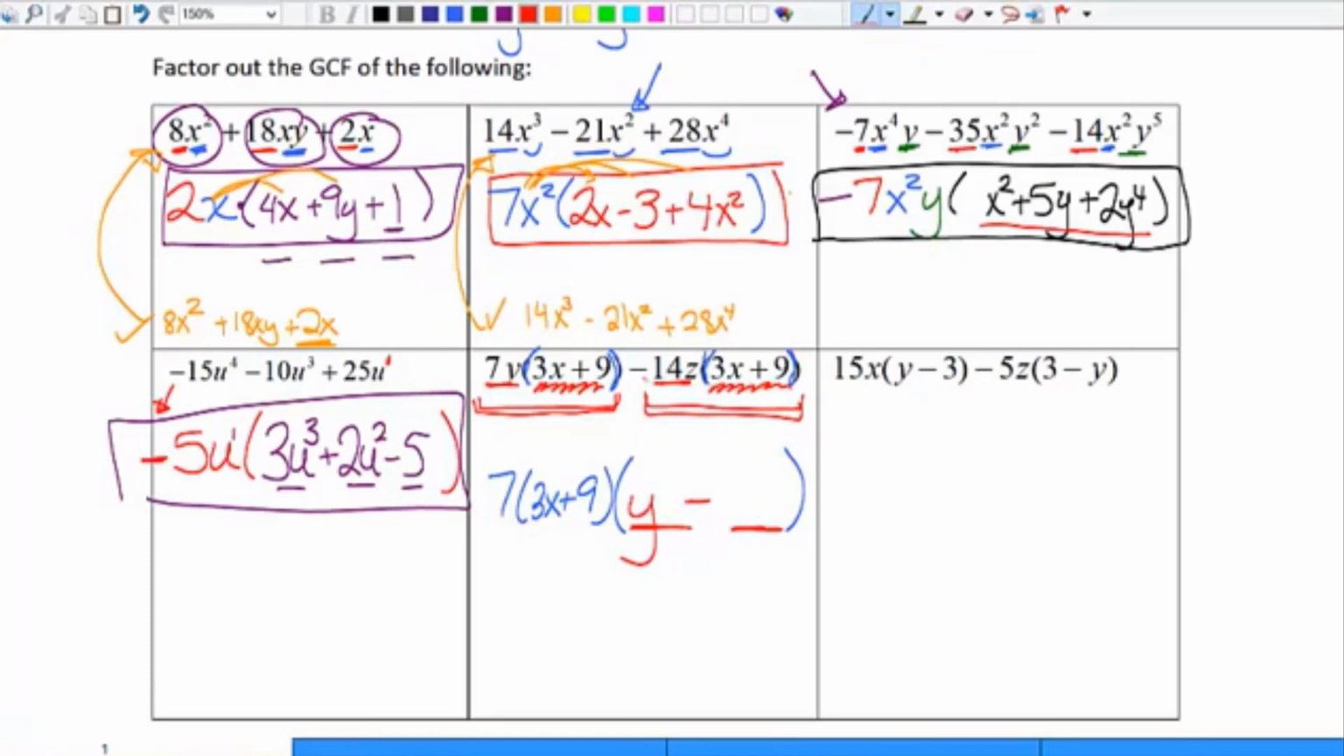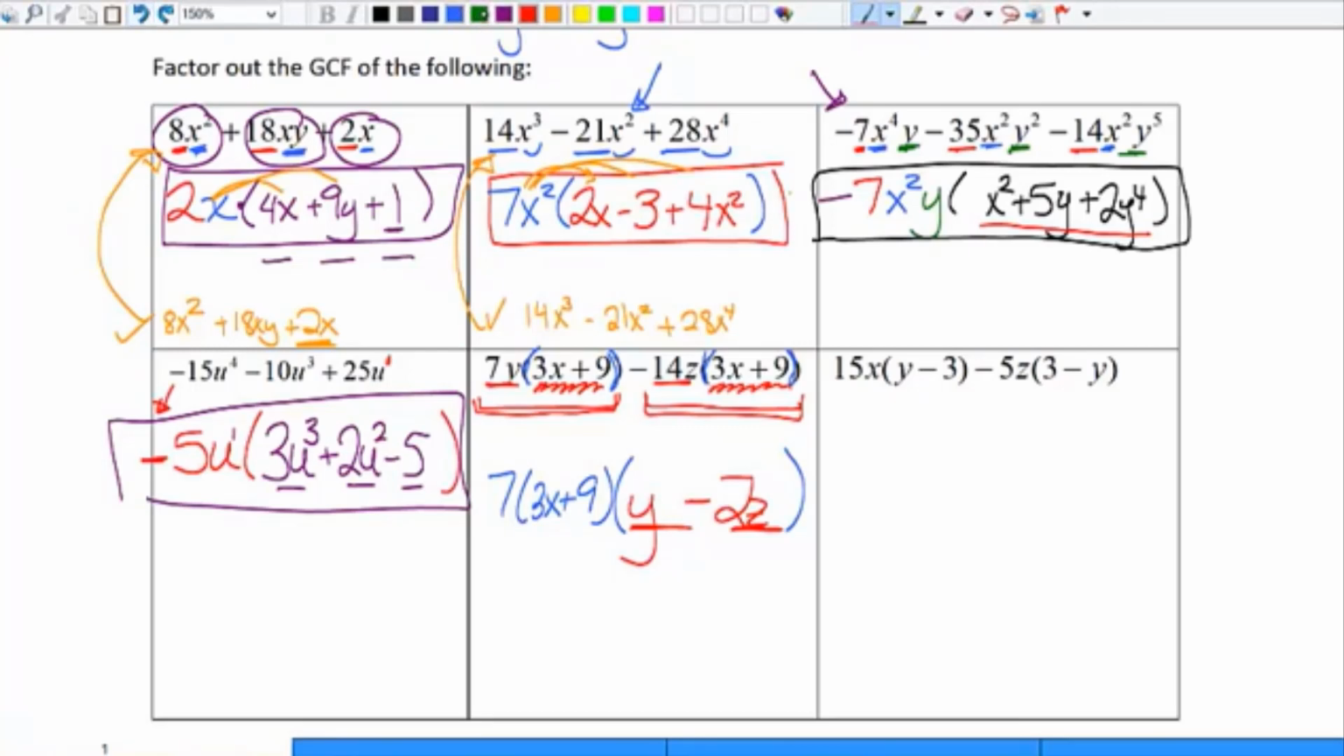Well, let's just do the first parts. Negative 14z divided by 7, that's negative 2z. And then we have 3x plus 9 divided by the parentheses 3x plus 9, which is 1. But again, we've talked about we don't really need to write that 1 because we already have a term there. Now this looks like we're done. It was a little bit harder, but actually we're not done.